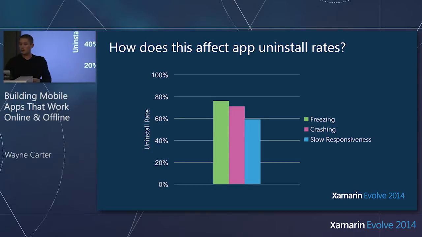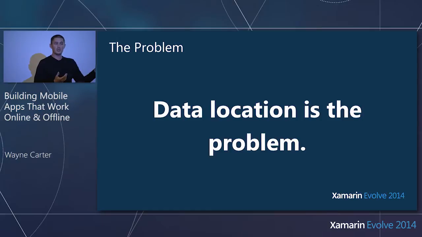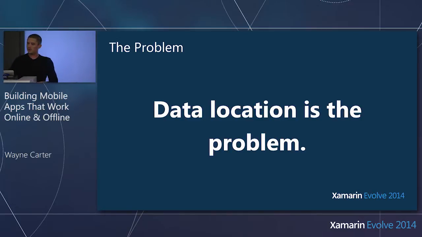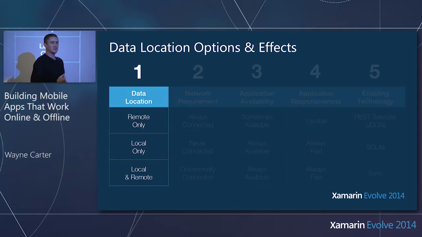Okay, so the problem is data location, so specifically data location strategy. We typically use a remote-only strategy where we store our data in the cloud and access it through a service. So if data location strategy is our problem, what other data location strategies do we have? Well, that's a great question. I'm glad you asked that. Let's take a look. So in mobile, there's exactly 3 data location strategies that you can employ.